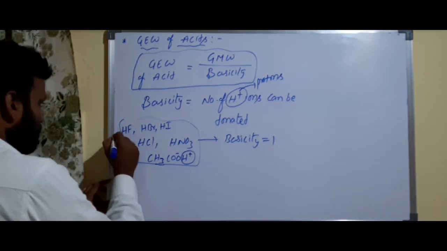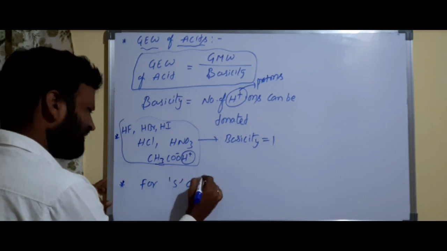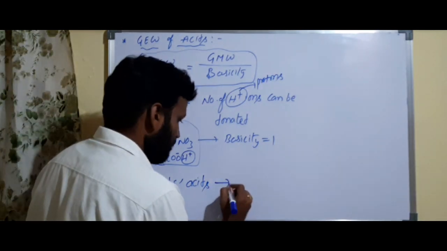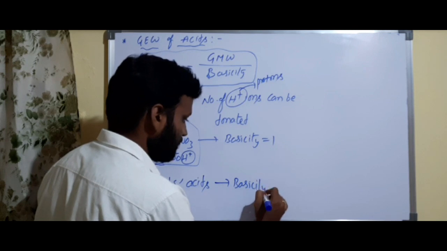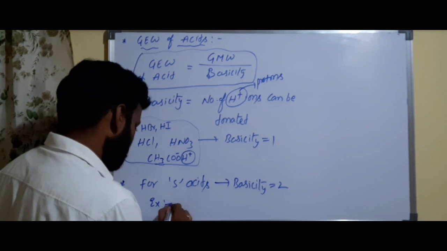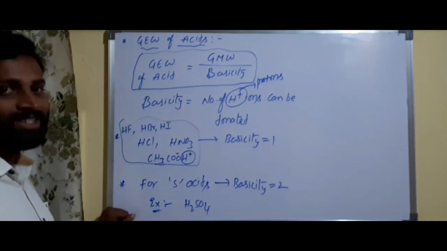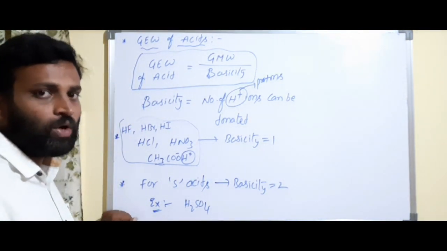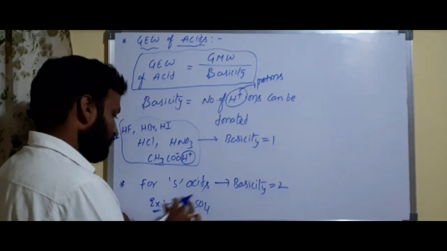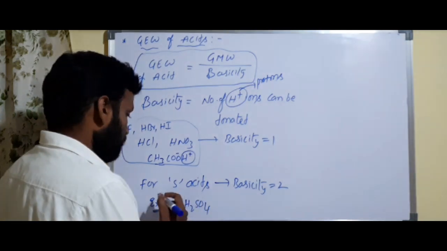Next, a very, very important thing. For sulfur acids, remember this: basicity is always 2 for any sulfur acid. Any sulfur acid you take, like sulfuric acid, has basicity 2. For sulfur acids the basicity is 2, definitely.